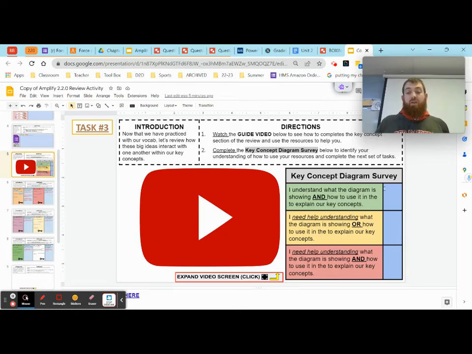And do you understand how to use it to explain our key concept? If the answer is yes, put your X in green. If you put your X in yellow or red, reach out. Otherwise, good luck.